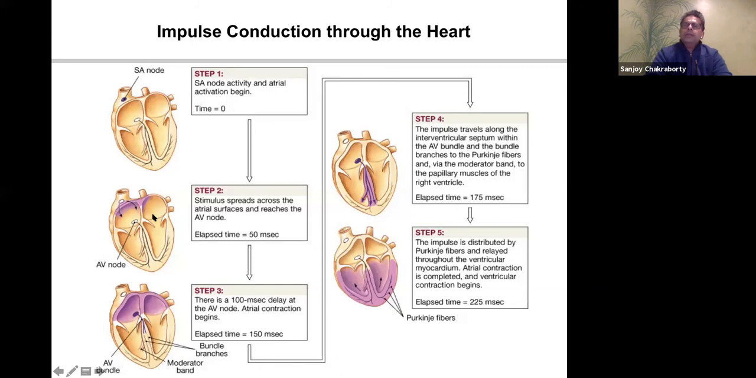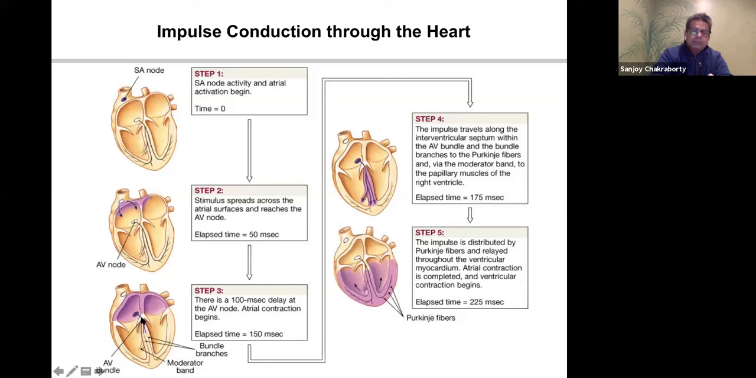So now what will happen next? Once atria depolarize, atria will contract. So when atria contract, blood goes through these two AV valves into the ventricle. So from tricuspid opens up, it goes here. Bicuspid opens up, it goes in the left side. That's exactly what happened.